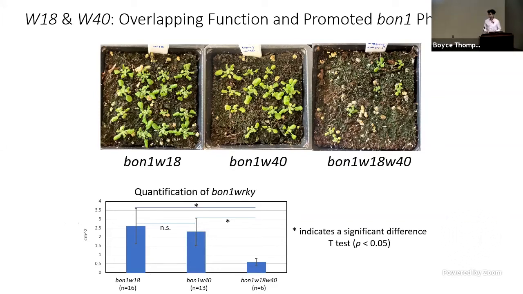So if we go to the previous slide on how we generated the double mutants, you would just do the same process again, except start with a BON1 WRKY double mutant, and you would just perform the same process to get the triple mutant.